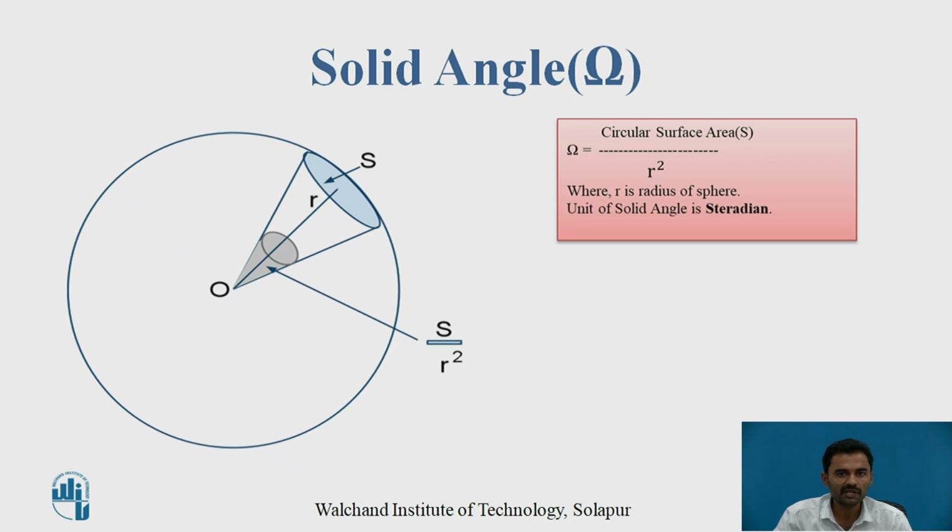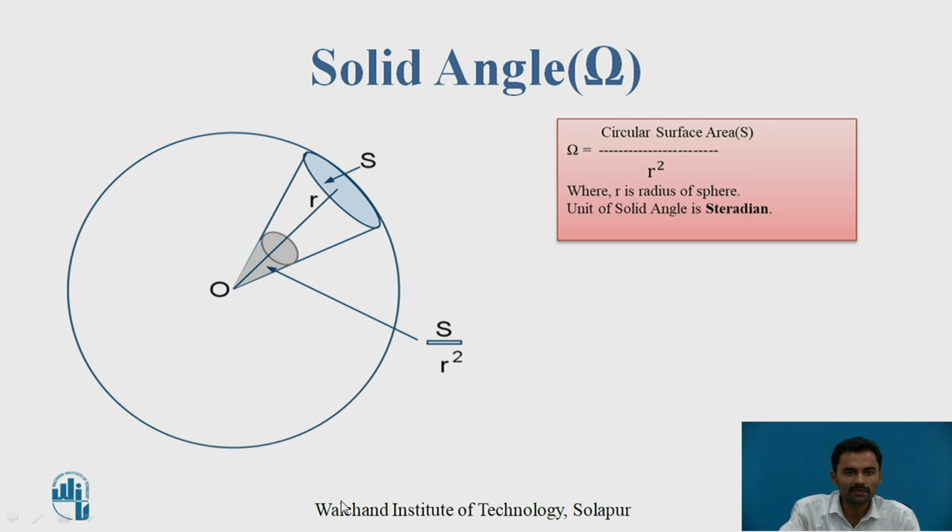So it is actually a three-dimensional angle. Earlier, with the plane angle, we were dealing only with 2D structures, or in two dimensions only. Now, with solid angle, we are always dealing with three-dimensional structures. Okay, so what is solid angle then?